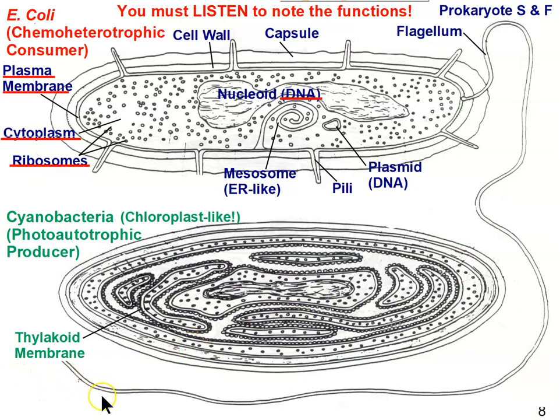So those are the structures that you need to concern yourself with when it comes to prokaryotic cell structure and function. And the idea here is that simple cells can perform all the basic functions of life. Even though these cells are simple, relatively simple compared to eukaryotic cells, they still are able to carry out all the functions of life.